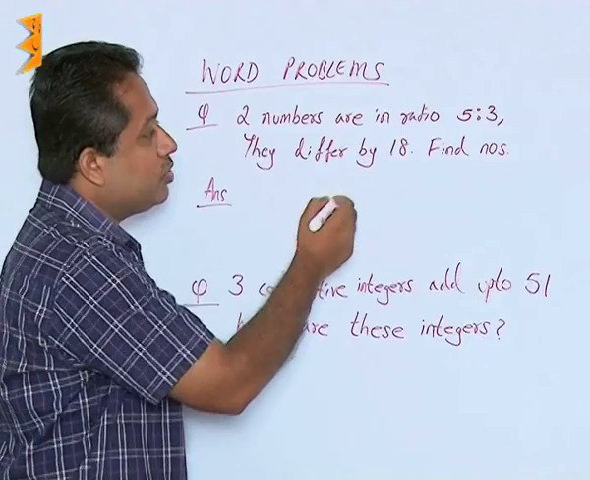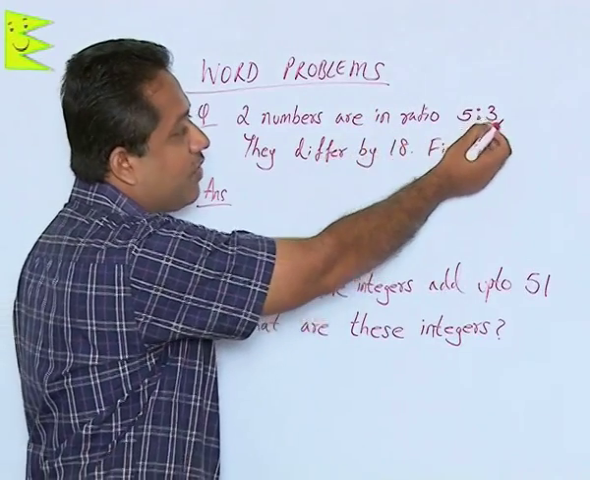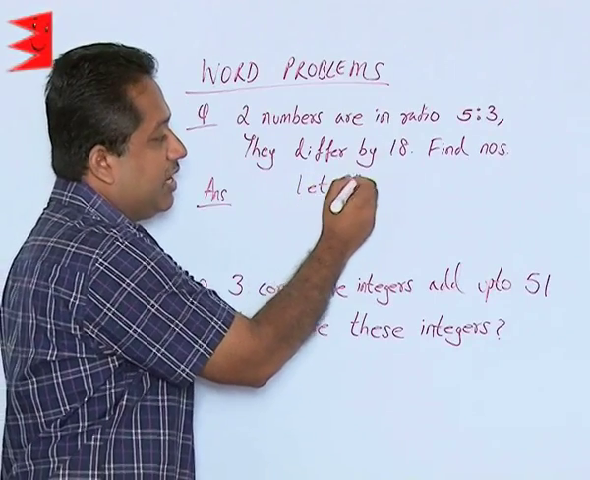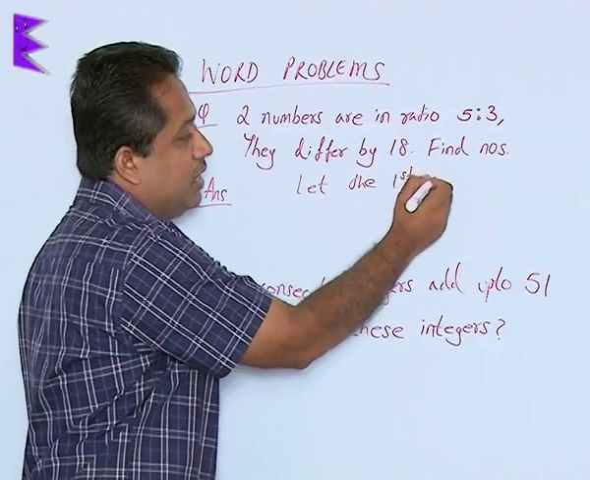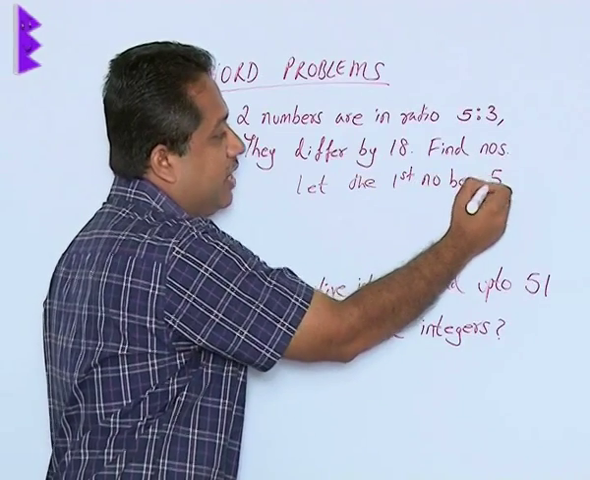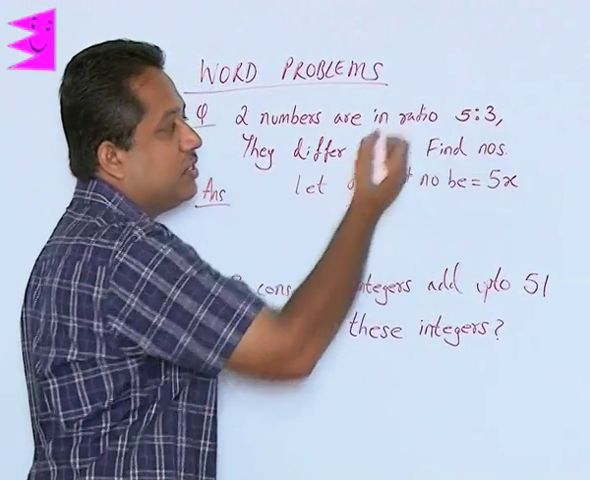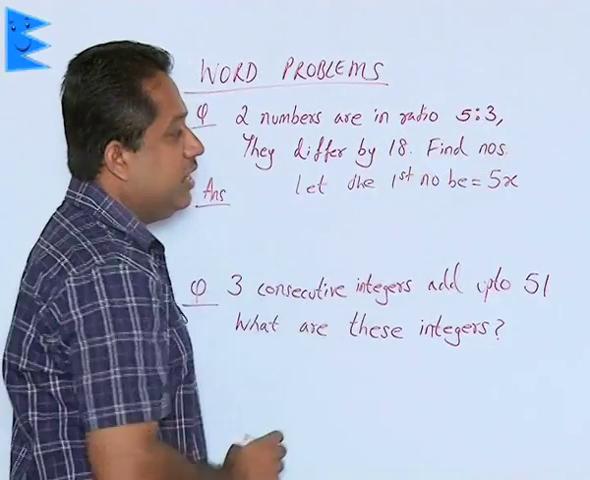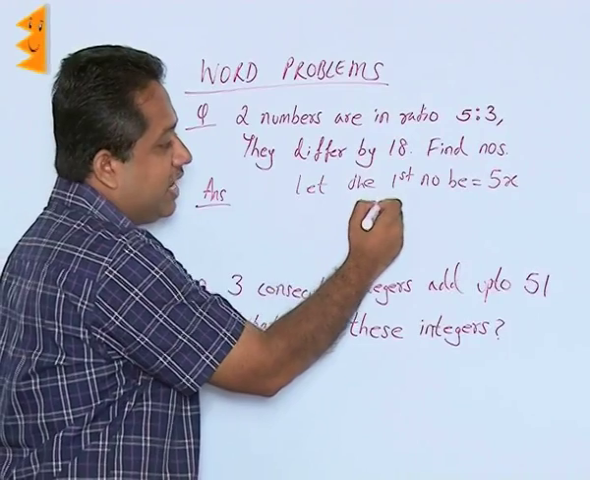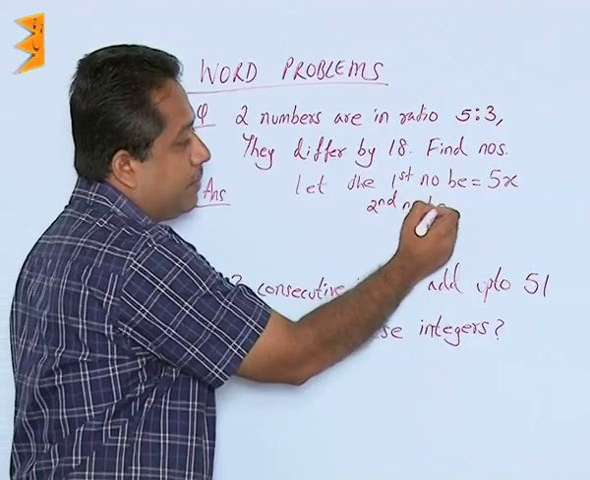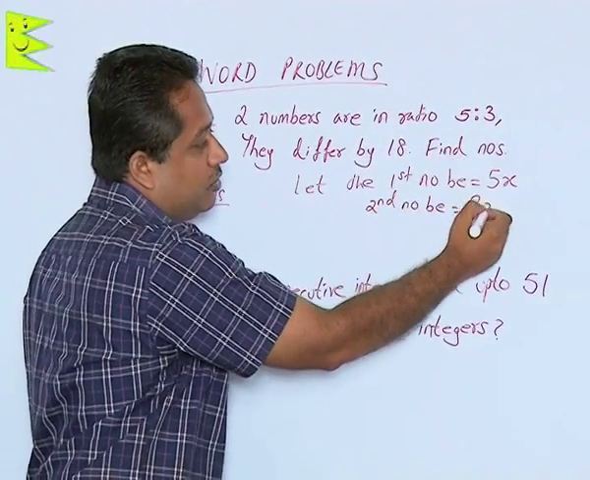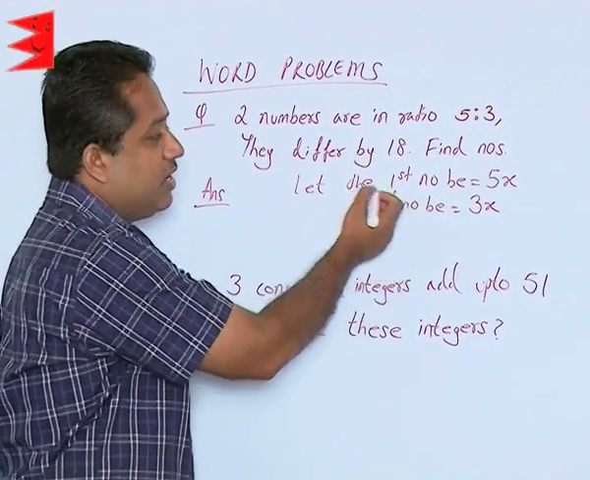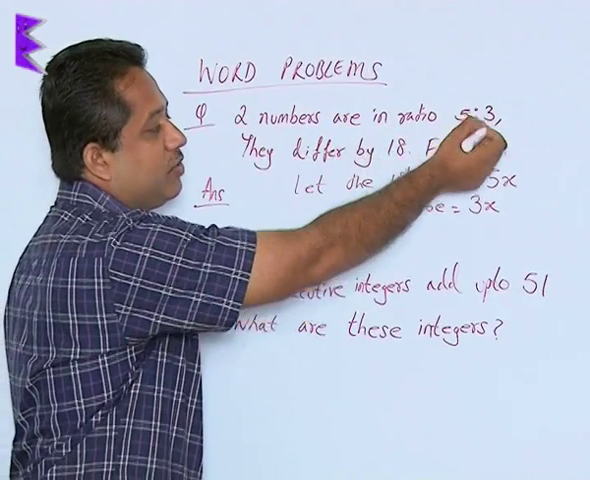So, the best way to approach this is to look at the ratio 5 and 3. So, we will assume the first number, let the first number be 5x. Why are we assuming it as 5x? Because the first ratio that is given is 5, and here we find the second number is 3. So, we will assume the second number to be 3x. So, the first number is 5x, the second number is 3x. So, we have done the first part as given here, the ratio is 5:3.